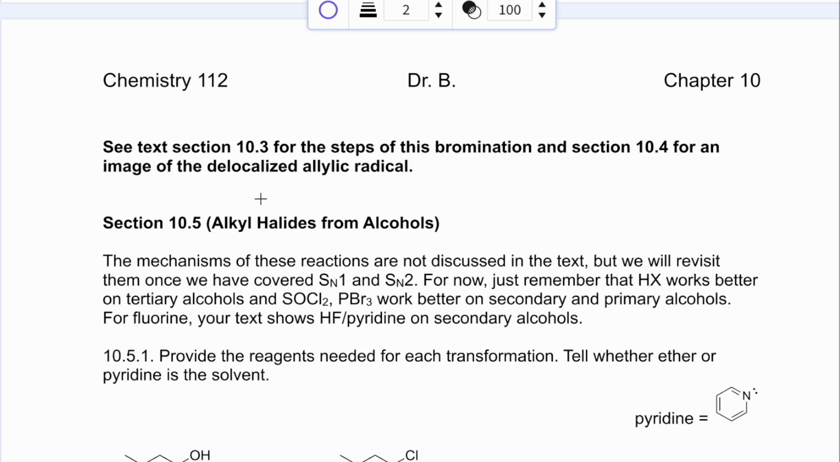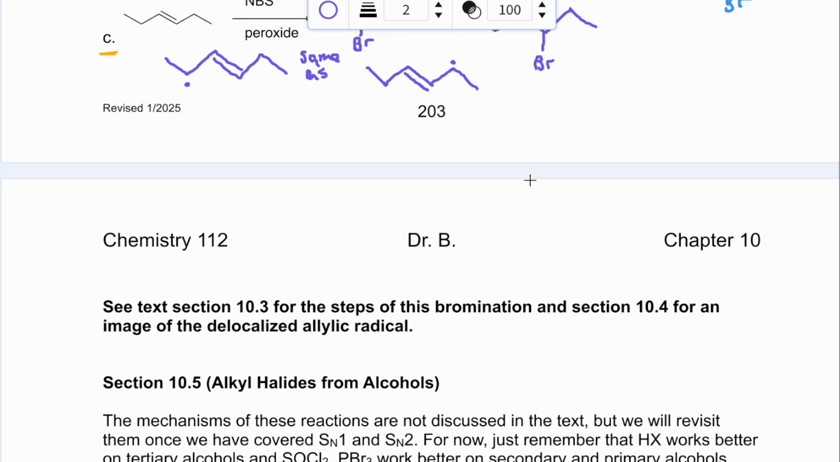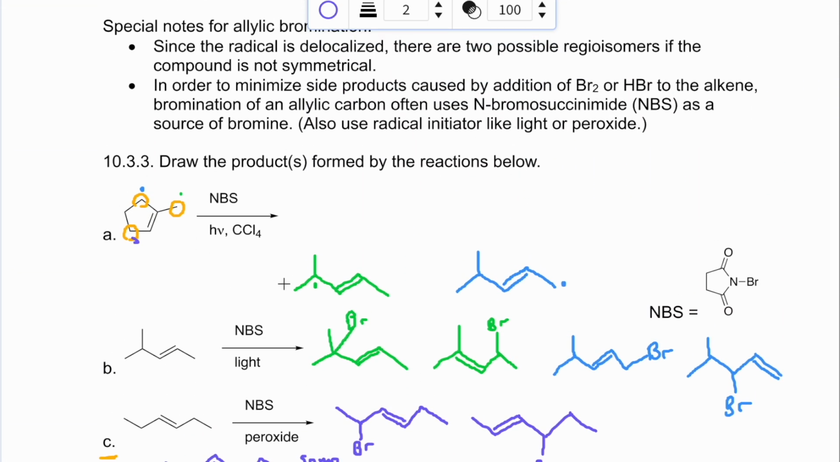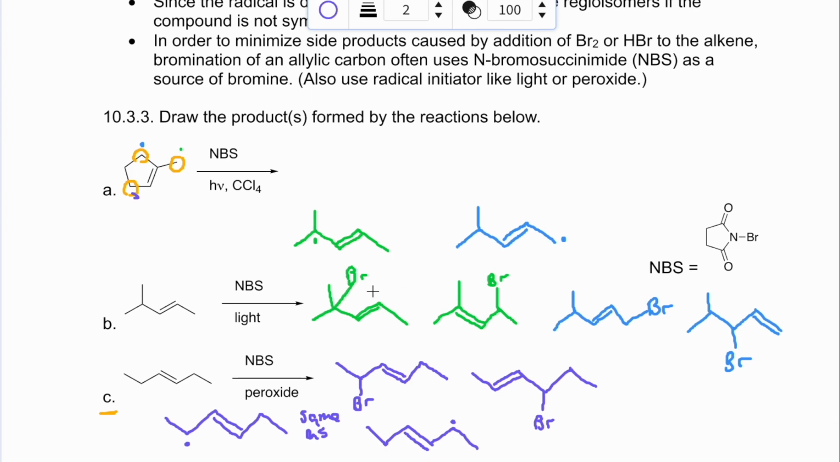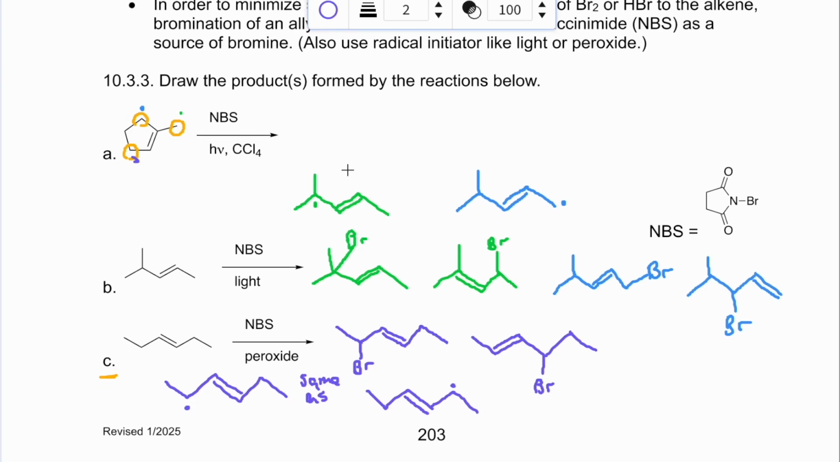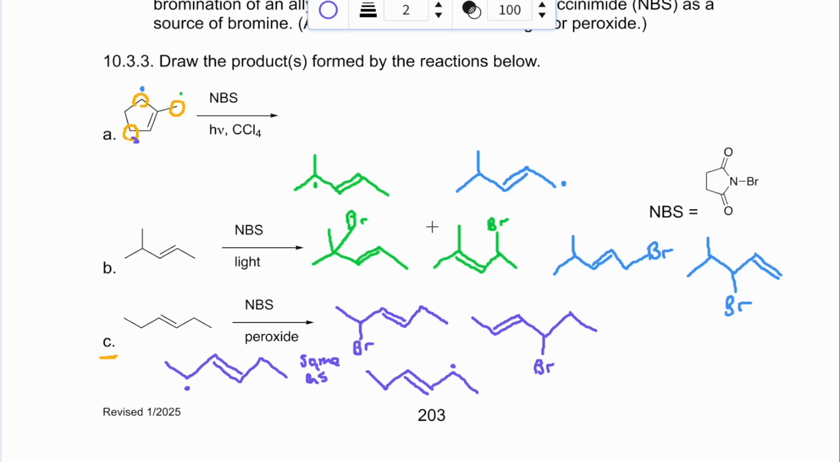Okay, so we did already look at the text section 10.3 to figure out what the mechanism is for the bromination, but the important point to remember about that is that you are forming that allylic radical, which is then delocalized, which can form a couple of different products, the bromine in those different spots where the radical was.